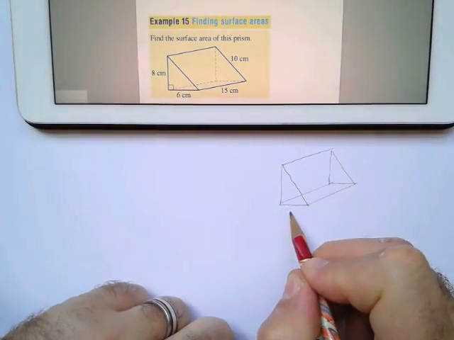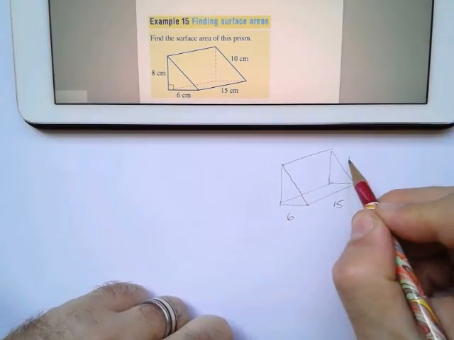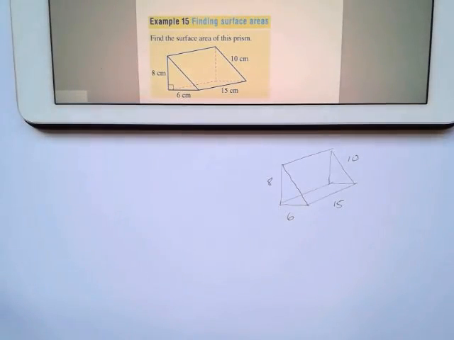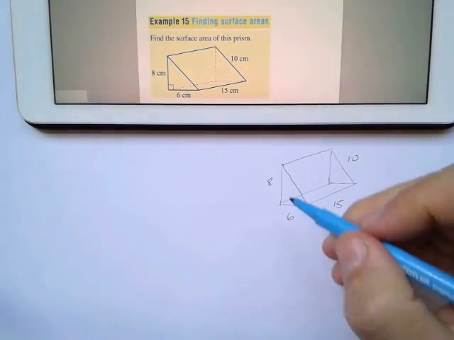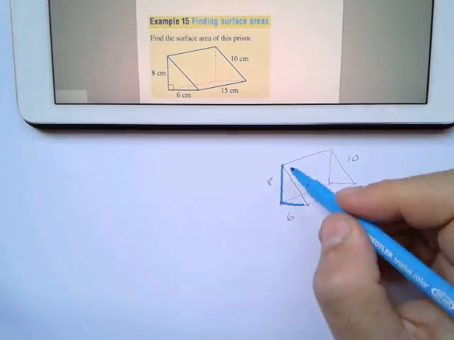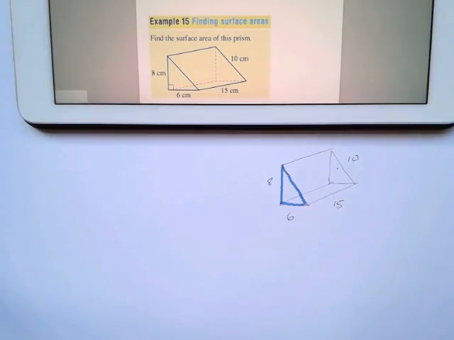Now I'm going to mark them. I'm going to say this is 6, this is 15, this is 10, and this is 8. Okay, so the first step is I'm going to mark one of my sides. The triangle is the most important, so I'm going to mark this as my triangle. This triangle and that triangle are going to look exactly the same.